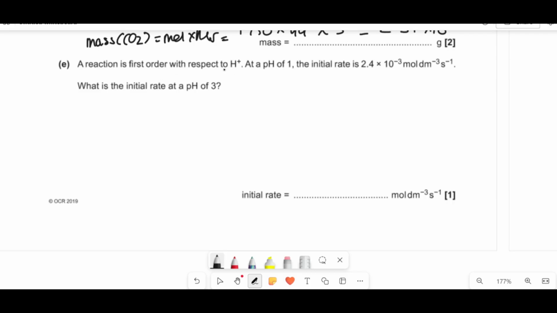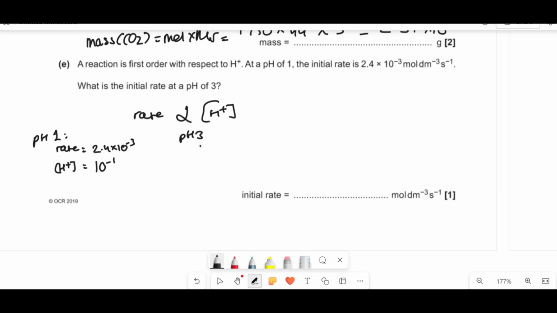So a reaction is first order with respect to H plus. At a pH of 1, the initial rate is this, and what's the initial rate at a pH of 3? The rate is proportional to the concentration of H plus. When there's a pH of 1, they've told you the rate was 2.4 times 10 to the minus 3, and the H plus concentration would have equaled 10 to the minus 1. Now they've asked what it is at a pH of 3. Well, now H plus has become 10 to the minus 3.